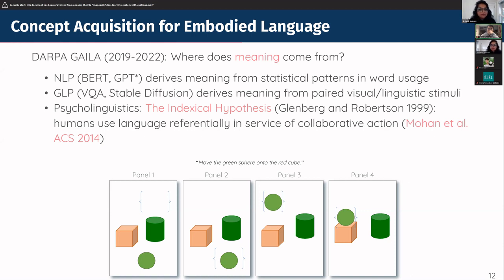So part of this work was done on the DARPA GAIL program, which was an interesting program. It was trying to ask, where does meaning in language come from? Different parts of AI and machine learning have given us different answers to where meaning could come from in computational systems. If you look at NLP research, that would be BERT or the different variations of GPT, they derive meaning from statistical patterns in word usage.